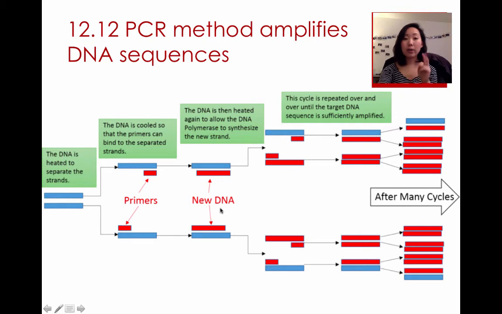So cycle 1, you end with 2 DNAs. Cycle 2, you end with 4 DNAs. Then cycle 3, you do the same process and you end with 8 DNAs. You can see that it's an exponential process, 2 to the n power for every cycle. So you can imagine that exponentially the DNA can be amplified very, very quickly.